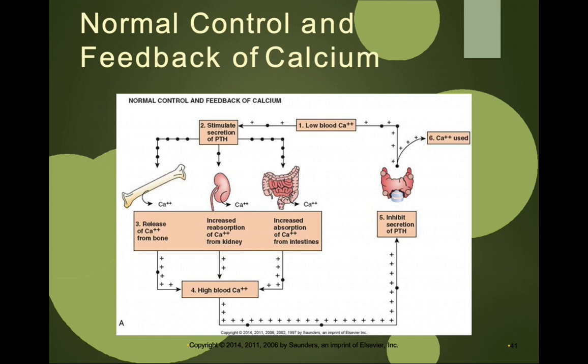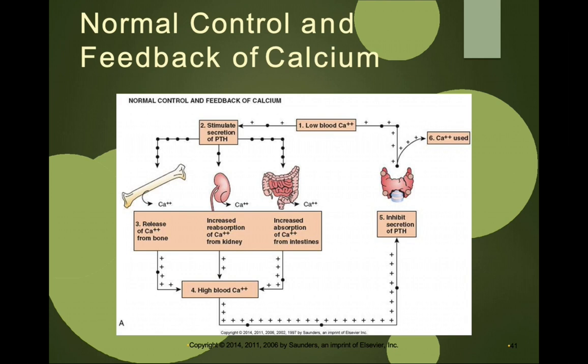Now we know calcium is important for bone strength. It's important for muscular contractions. It's important for clotting mechanisms. It's important for neurological impulses. Calcium is extremely important. So keeping it within the blood in a certain tight, narrow range is extremely important.